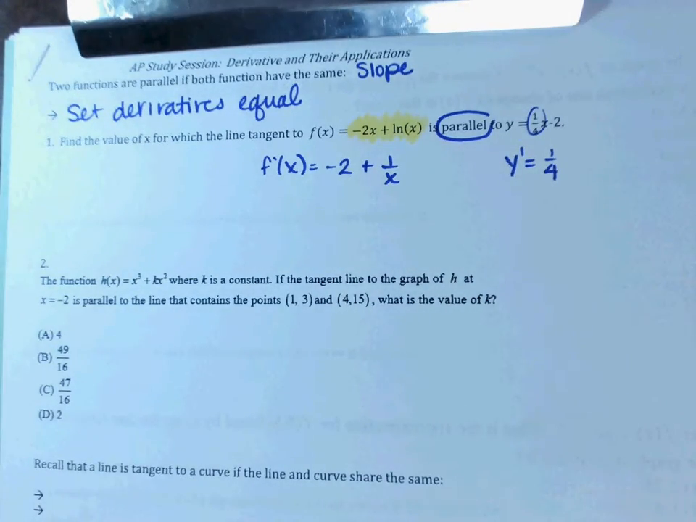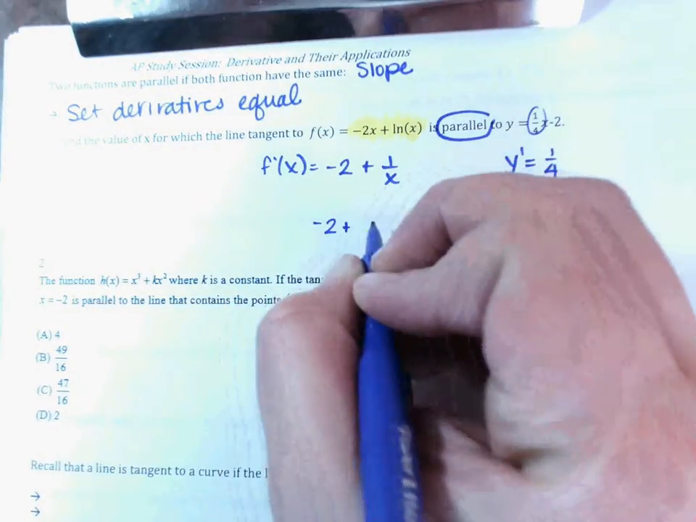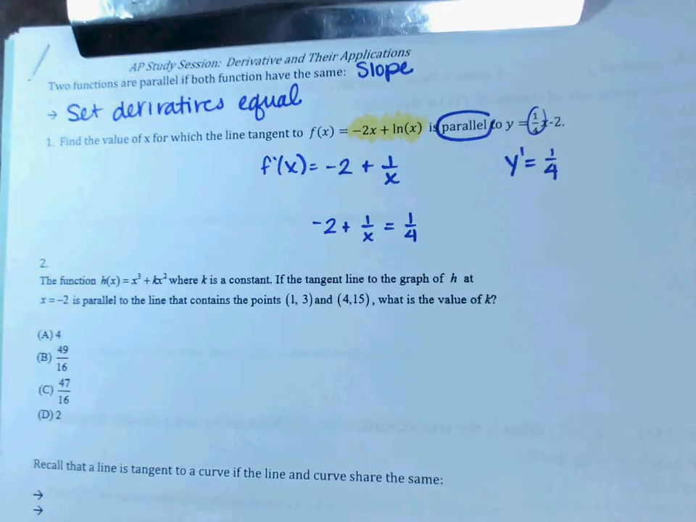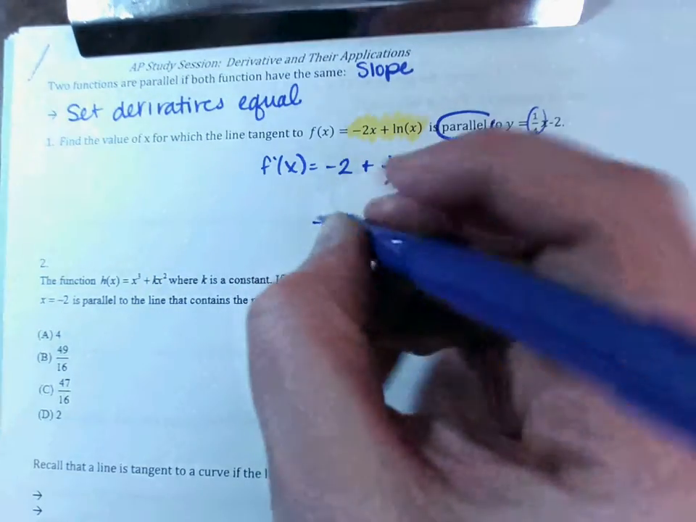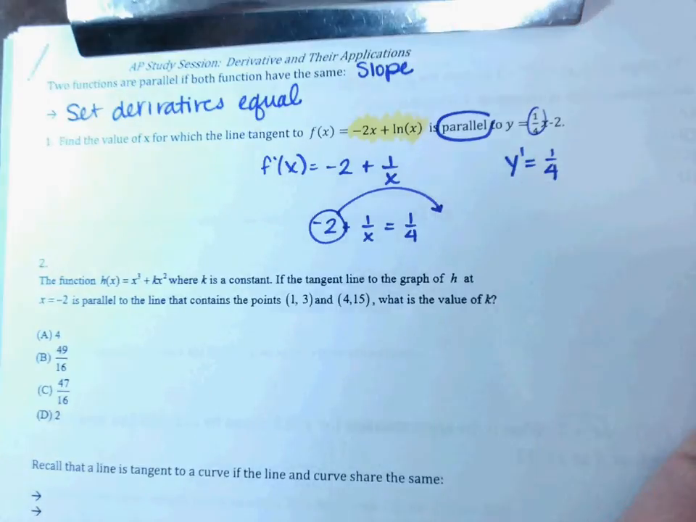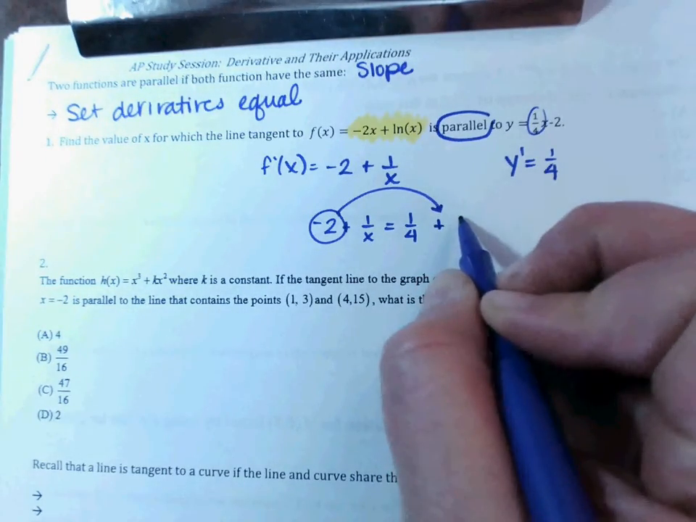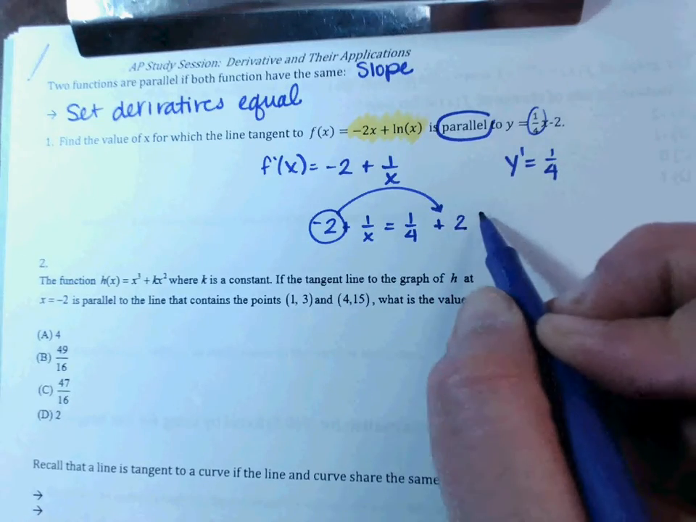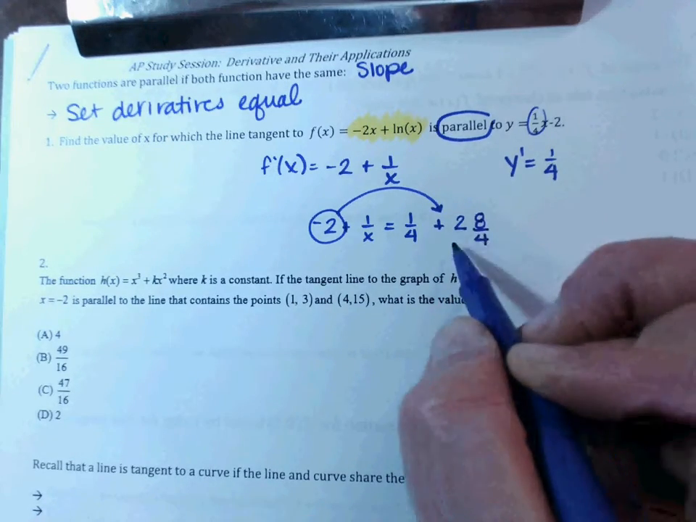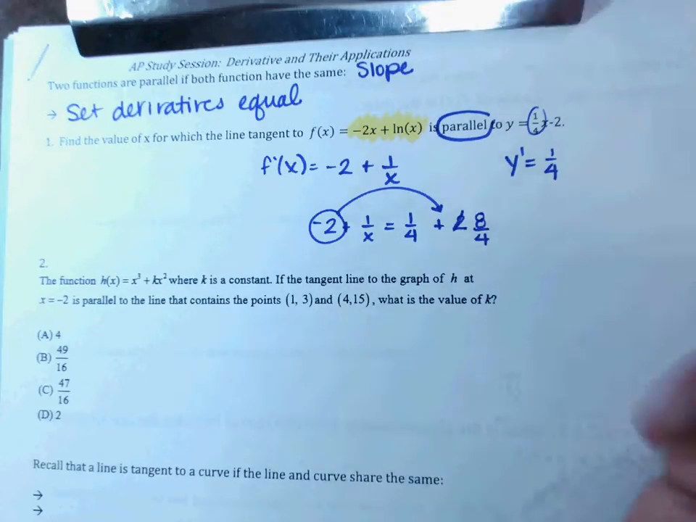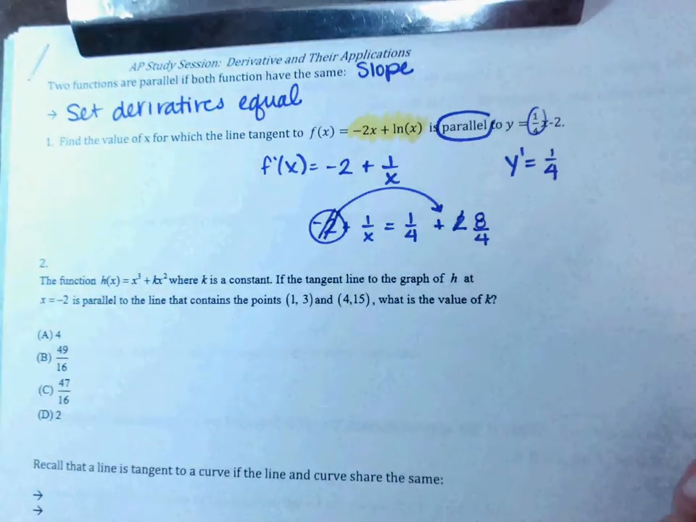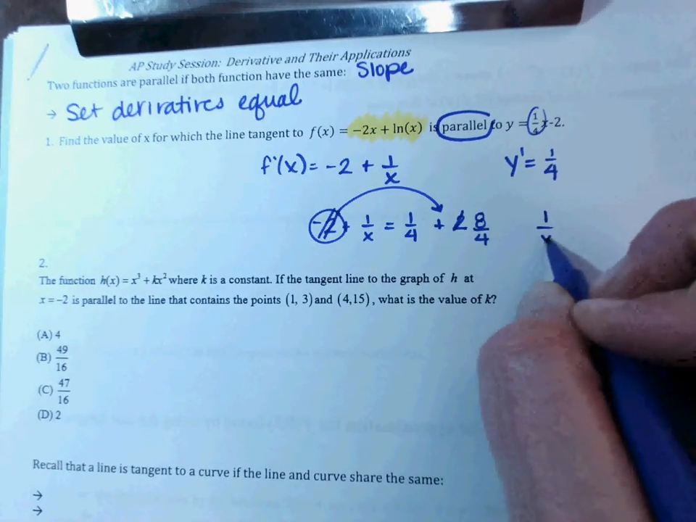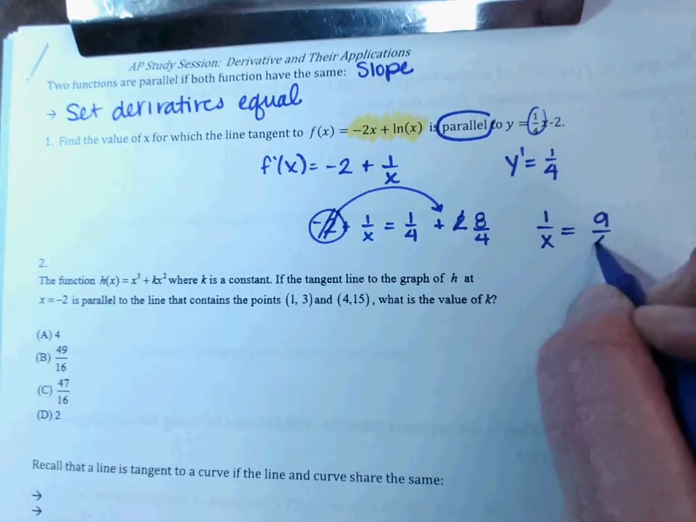From there, we're setting those equal. So negative 2 plus 1 over x equals 1/4. What's our next step? Add the 2 across. If I'm going to add 2 to this side, how could I write it? It'd be 8 over 4, but then when you add the 1, it'll turn into a 9. So I add my 2 across, but I change it to 8/4 so that it combines with the 1/4. So then I have 1 over x equals 9 over 4.